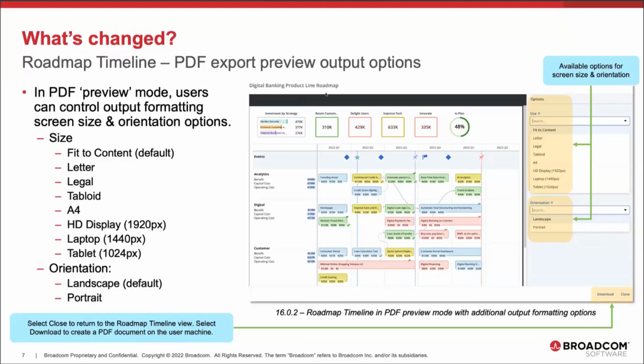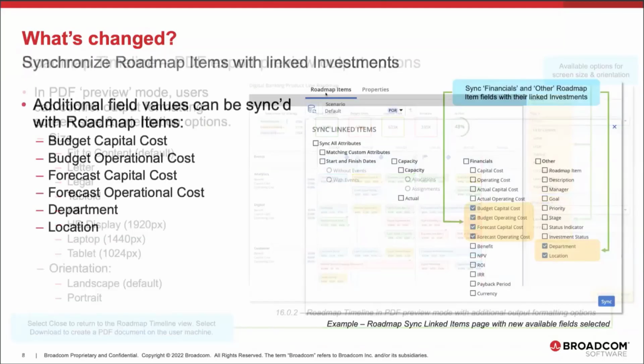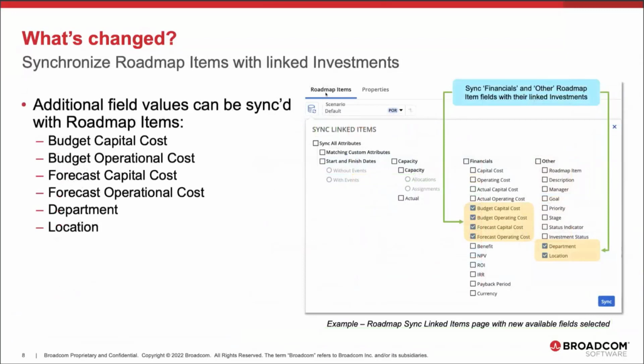When outputting, if you have widgets in view, those will show up in the PDF. If you have the legend open, likewise, that will show up in the PDF output. Additional attributes have been included for syncing between the linked investments and the roadmap items. Specifically, you can see those here. From a financial standpoint, we've got budget, capital and operating, and then forecast, capital and operating. And there's two others there for department and location.